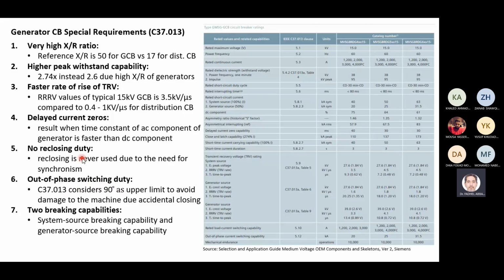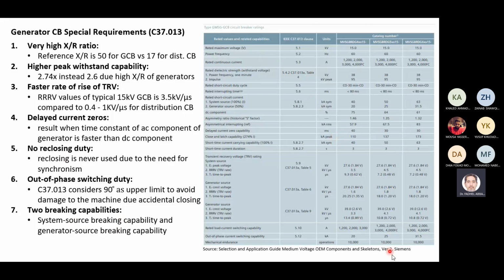Reclosing duty: for a distribution circuit breaker you sometimes need a recloser, but for generators you don't. When there is a fault you open, you don't reclose a generator circuit breaker. So this is not a requirement for generator circuit breakers. Generator circuit breakers also have two breaking capabilities. I'll show you later, inshallah. And this is an example of a standard specification for a generator circuit breaker.